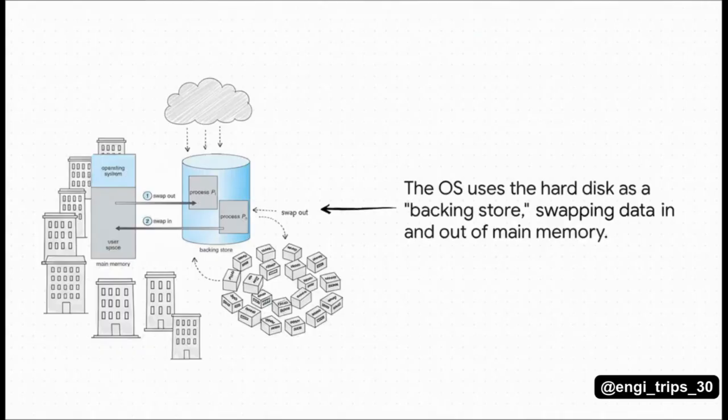But what happens if you run out of physical memory? Run out of apartments? Well, the OS has another clever trick up its sleeve. It can take a process that isn't being used right now and swap it out to the much larger but slower hard disk. This is called a backing store. This frees up that precious main memory for the apps you're actually using. And when you switch back to that program, don't worry, the OS seamlessly swaps it right back in.